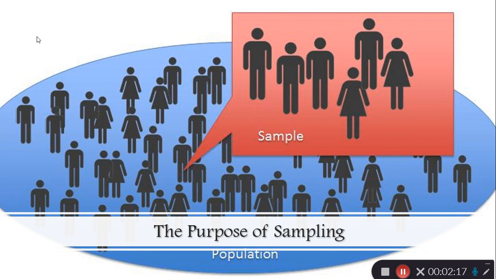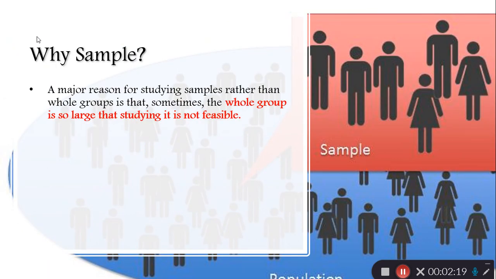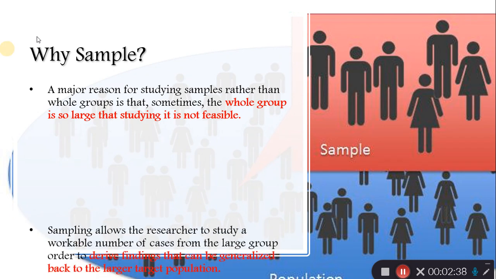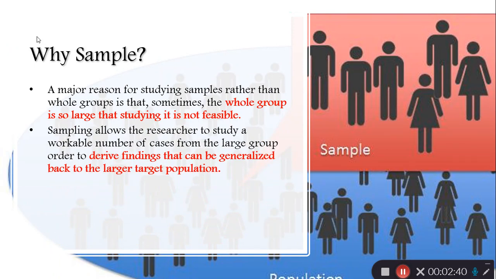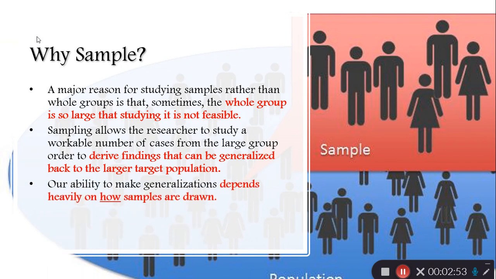So let's talk about the purpose of sampling. So one of the major reasons for sampling is that, as I mentioned, there are times when the whole group is so large that it is impossible to study every single individual case that makes up that population. So sampling allows the researcher to study a workable number of cases from the large group in order to derive findings that ideally can be generalized back to the larger target population.